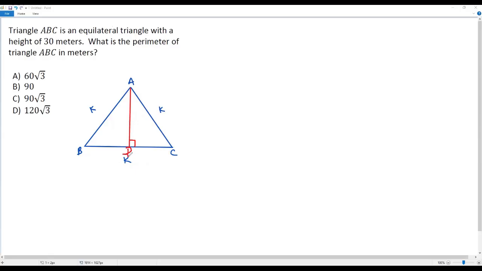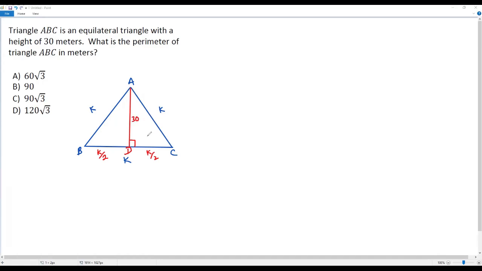Already we know that K is the length of the side BC. So then the length of BD will be half of this length. That is K over 2. And here we have K over 2. Okay, we know that the height of the triangle is 30 meters. That is, the length of this AD is 30. Okay, let me mark it.